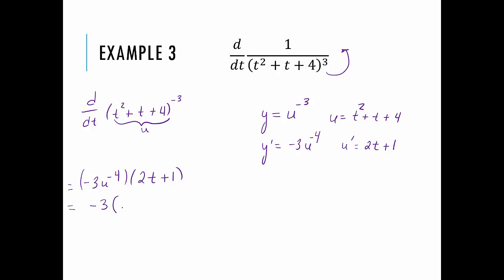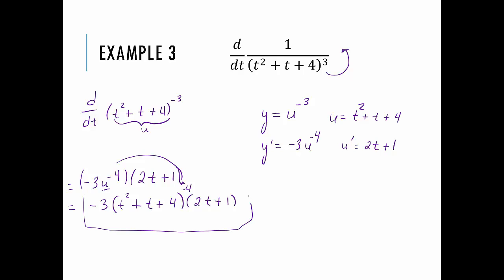I could make this look a little better, meaning I could go ahead and plug in my u, which is t squared plus t plus 4, and 2t plus 1, and don't let me forget my negative 4. You almost let me forget that, right? So all I've done was where I saw a u, I plugged back in my u. And I could bring this back down to the bottom, or why bother? That would be my final answer.